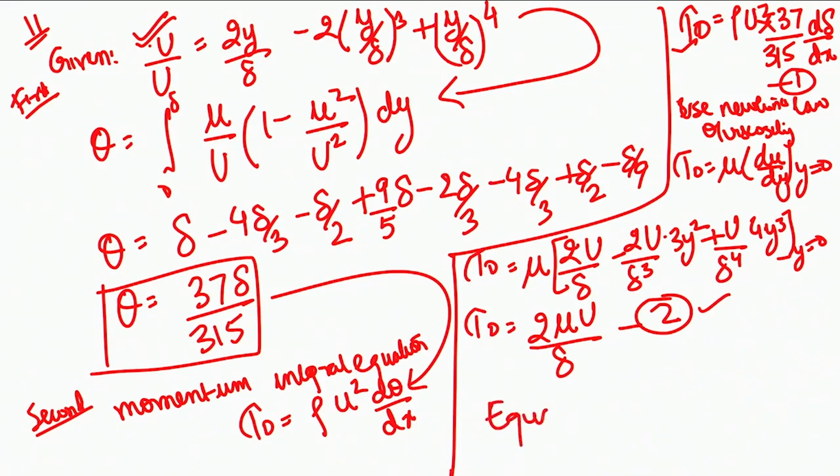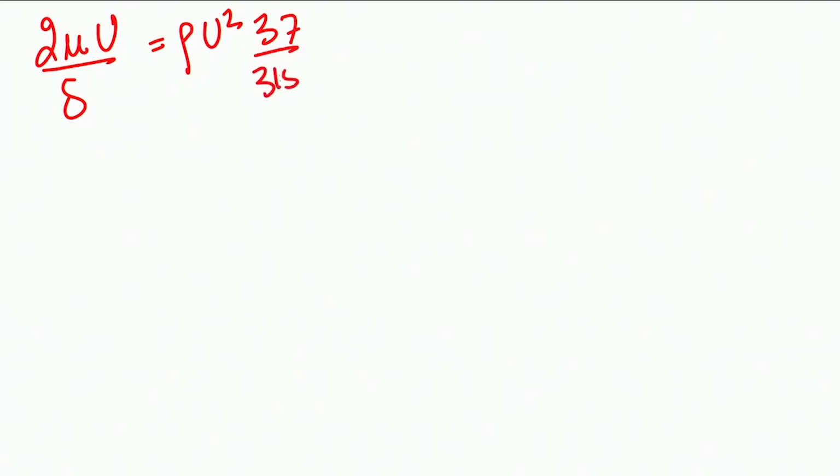Okay, so this is 1 and this is 2, and what is the best way? You equate equation number 1 and equation number 2. So after equating, you get 2 mu U by delta is equal to rho capital U square into 37 divided by 315 d delta by dx.